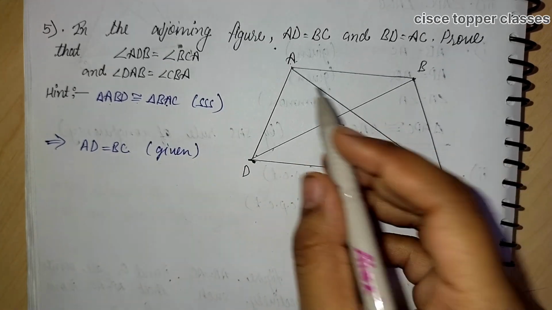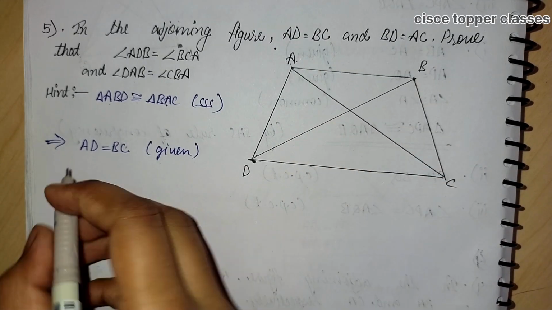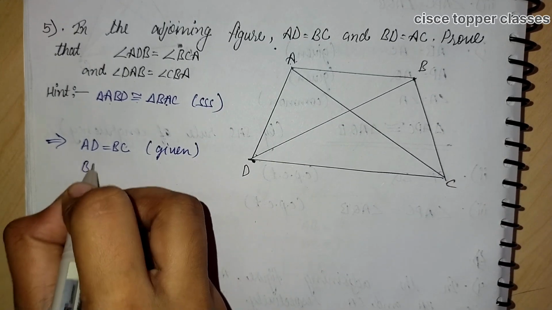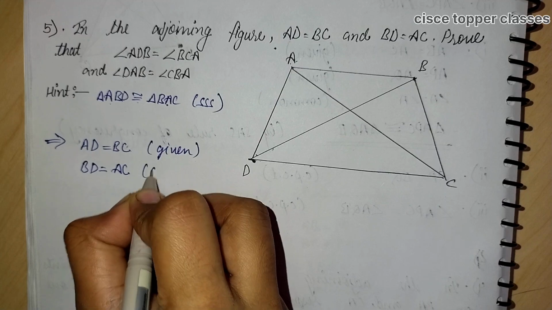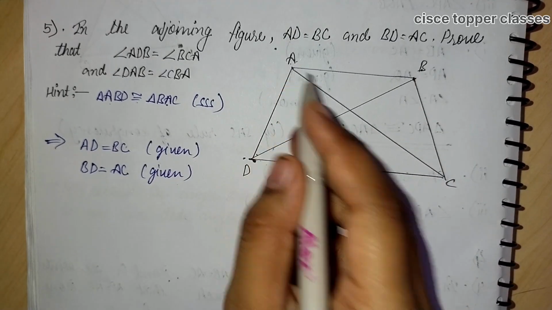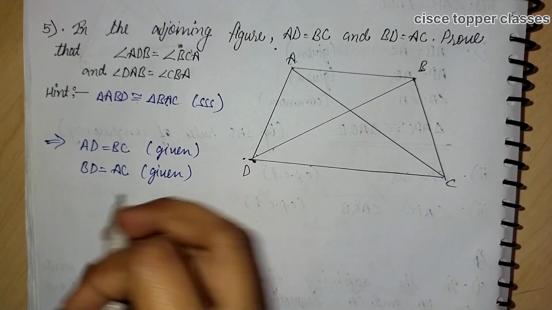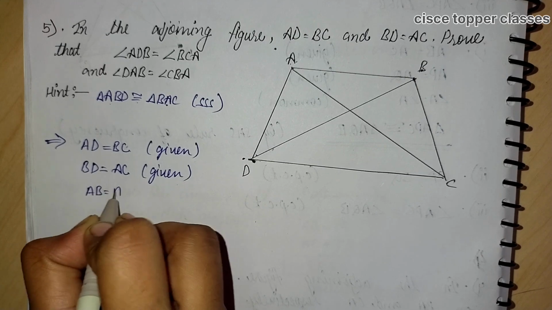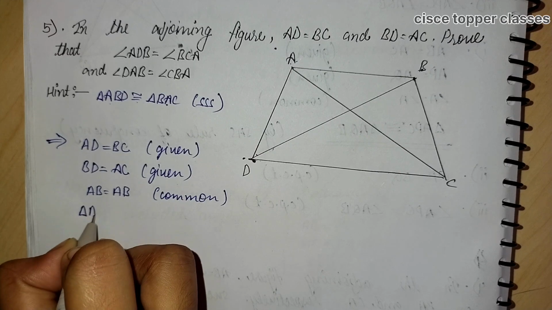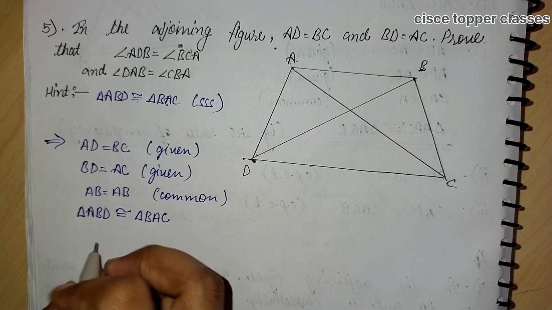This is ABD and here BAC we have to prove. So AD is equal to BC. Again the given information is BD is equal to AC. This is also given. From here we can say that the line AB is common in both the triangles. Hence we can prove that triangle ABD is congruent to triangle BAC.